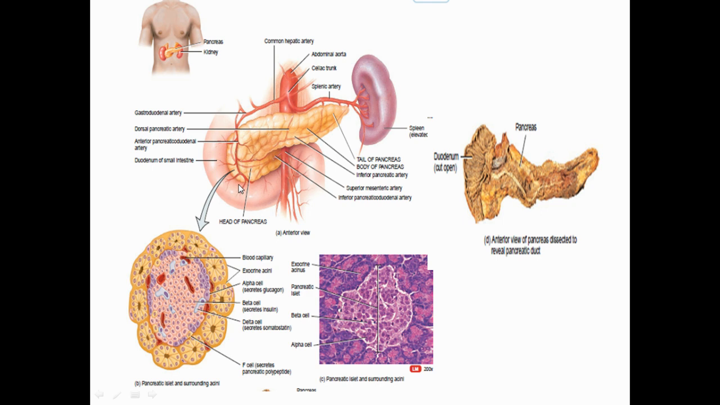The chyme which is reaching the duodenum will be acidic in nature. So immediately the secretion of the bicarbonate will take place. The bile will contain the salt.